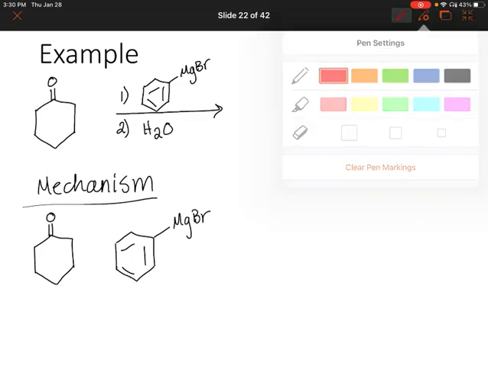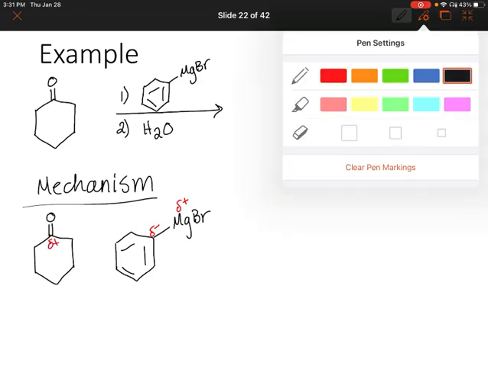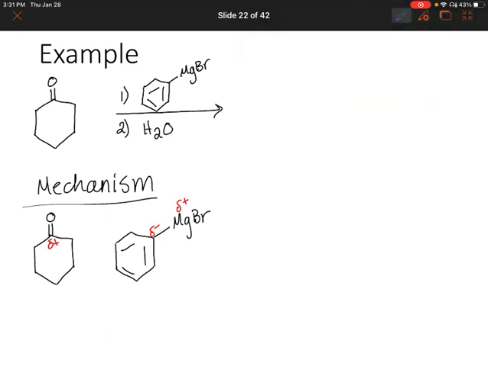All right, so again, in our Grignard reagent, the carbon next to magnesium is partially negative. Magnesium is partially positive. And then the ketone carbonyl carbon is partially positive. I'll use blue for my arrows. So the negative carbon is going to come in and attack the partially positive carbon on the ketone, and electrons are going to move up to oxygen.